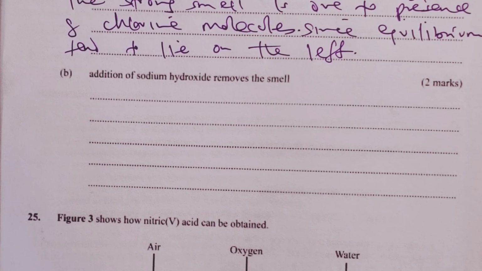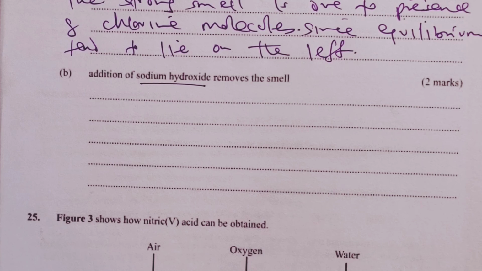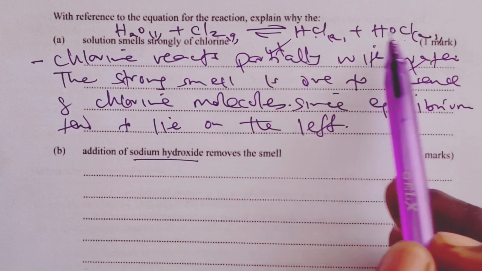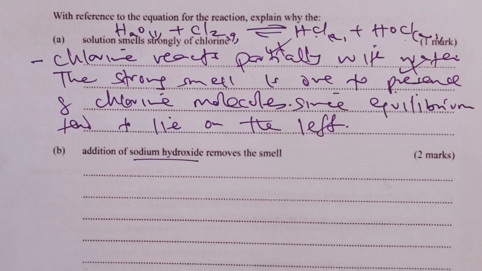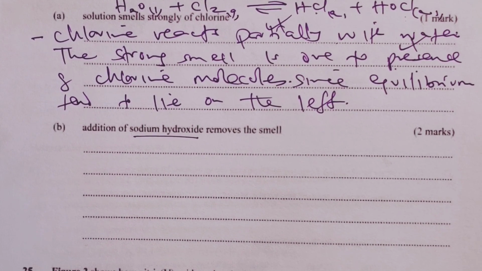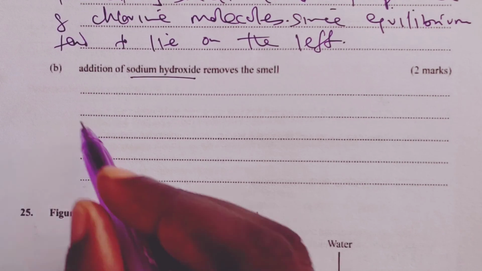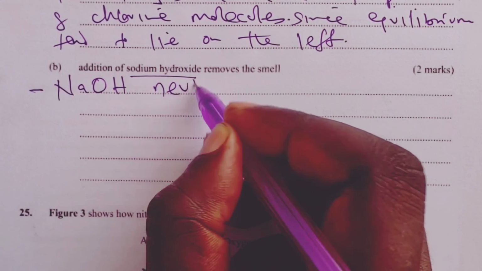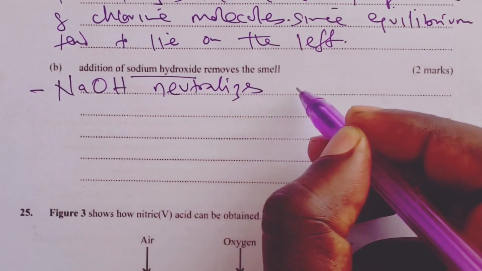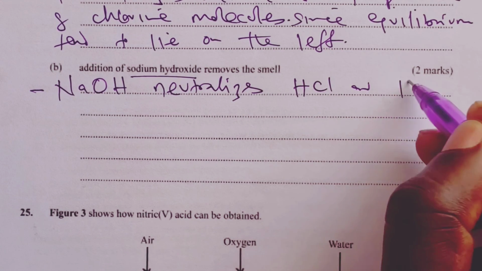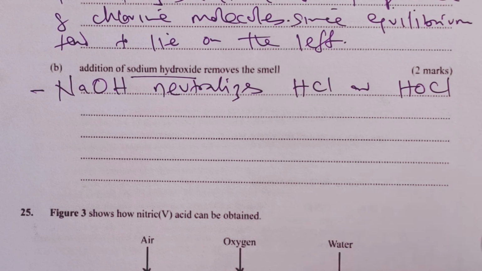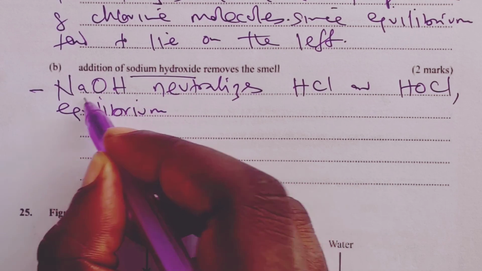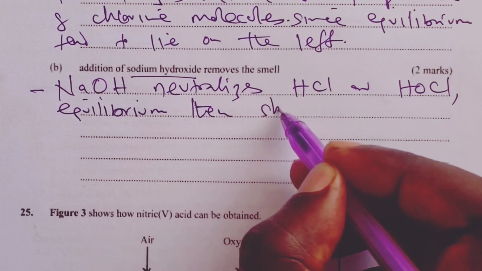How about addition of sodium hydroxide removing the smell? So we know sodium hydroxide is an alkali that would react with these two acids. So then we shall shift the equilibrium to the right in order to raise the concentration of the two. So our candidate was expected to tell us that sodium hydroxide neutralizes both HCl and HOCl. Once we do this, equilibrium then shifts to the right.